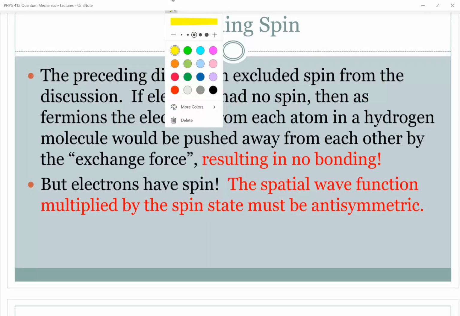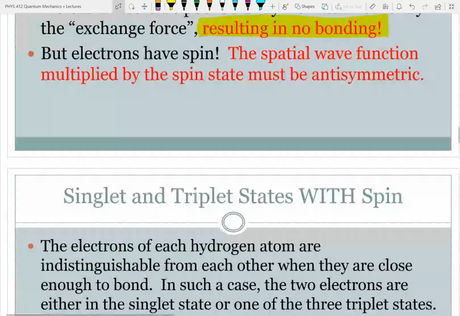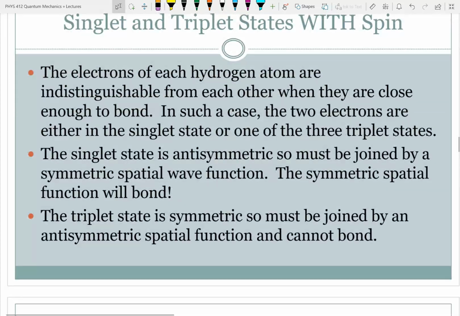Notice this statement in bold. There would be no bonding if our spatial states were always symmetric. It would make a non-existent world, right? We would have nothing sticking together. So if we have a hydrogen atom and separate them, the electron is distinguishable. If we want to try to bond them, they're going to become indistinguishable, and that's when we have to worry about this. So remember, we had the singlet state.